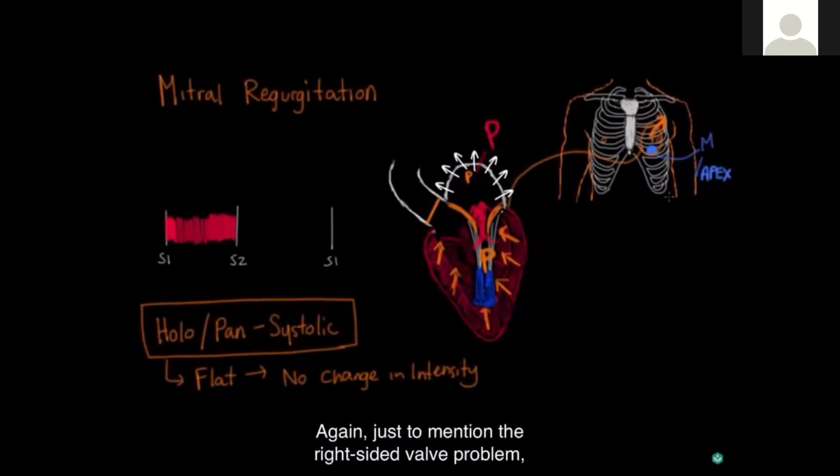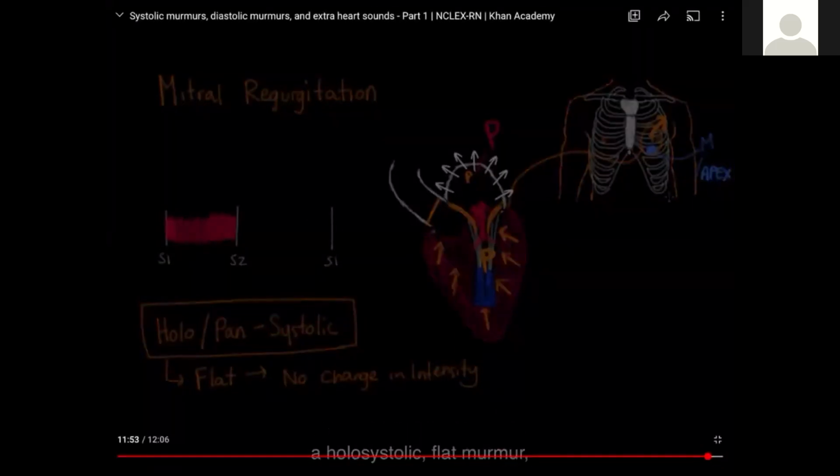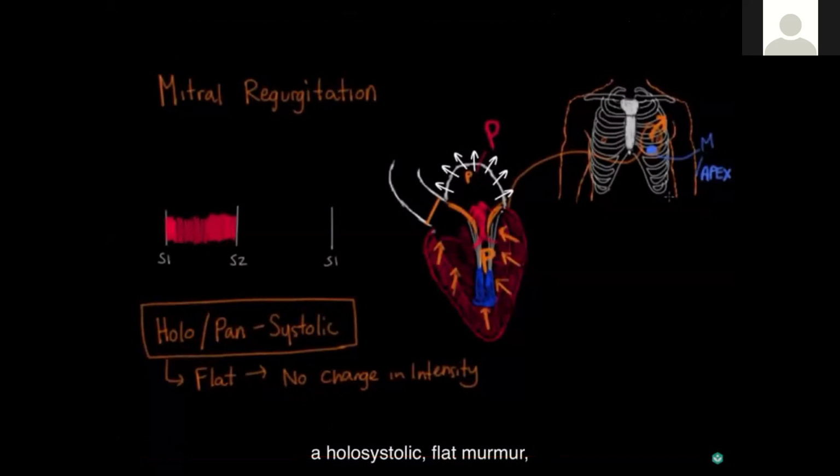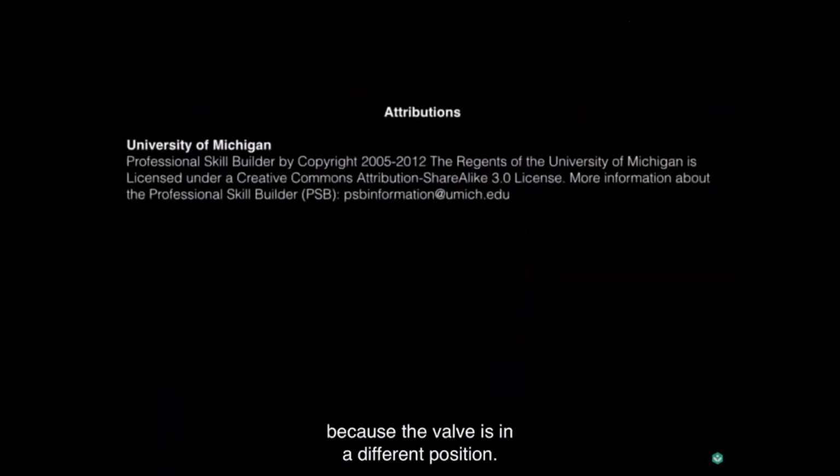Now again, just to mention the right-sided valve problem, tricuspid regurgitation, you have the same murmur, a holosystolic flat murmur, but in that case, you would hear it in the tricuspid area, and that murmur wouldn't radiate to the axilla because the valve is in a different position.